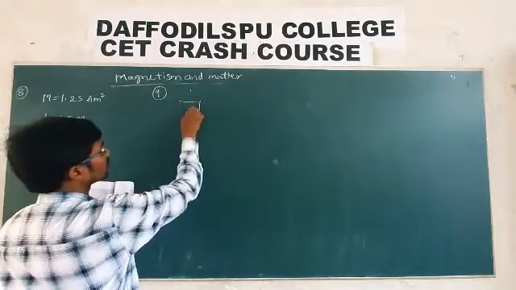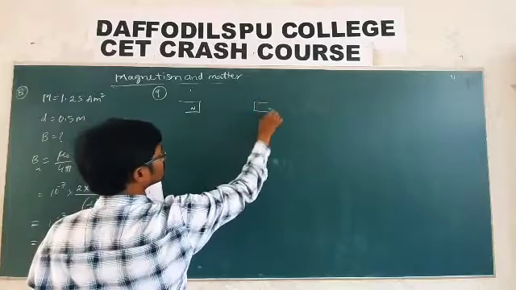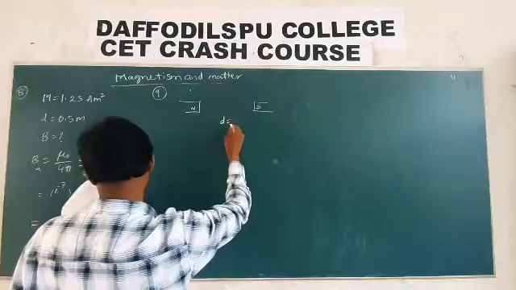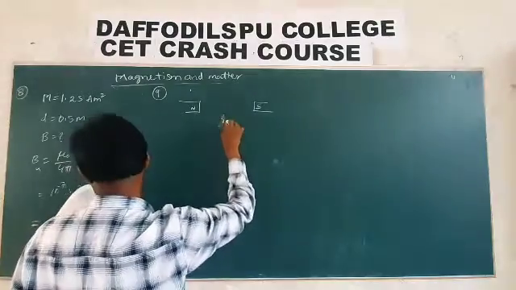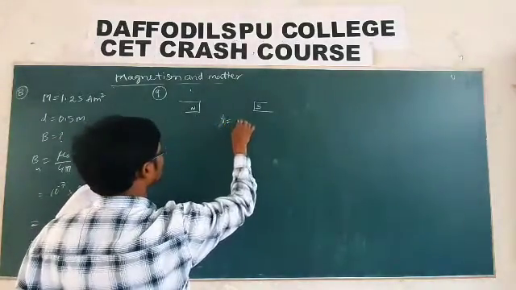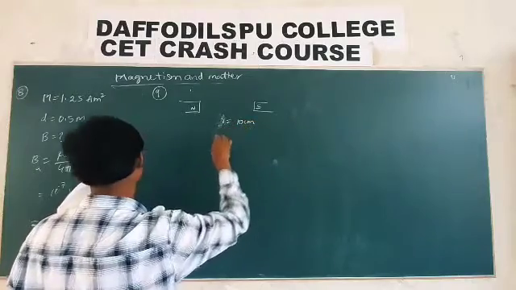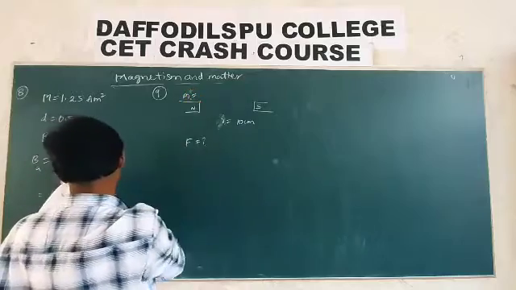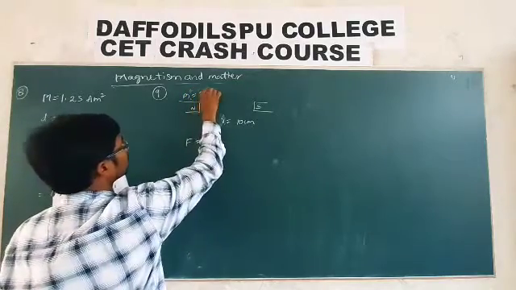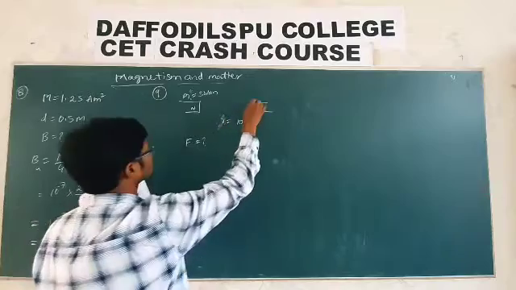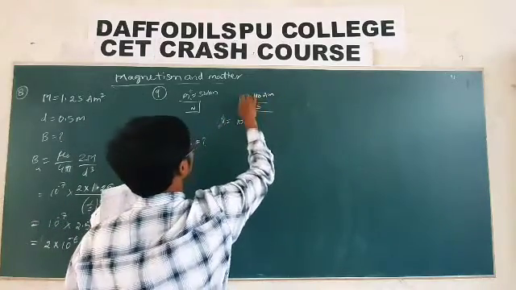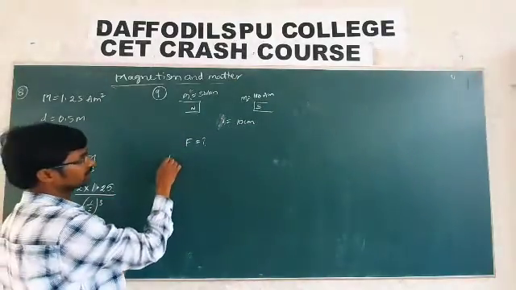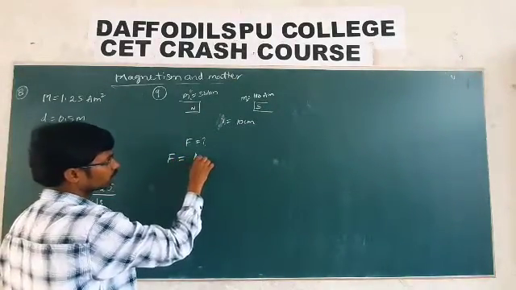0.1, which is 10 power minus 1 whole square, equal to 50 into 100, that is 5 into 10 power 3, into 10 power minus 7, plus 10 power minus 4, then 5 into 10 power minus 4, and minus 2 goes to the numerator as plus 2, which is equal to 5 into 10 power minus 2 Newton. You can also write directly 50 into 10 power minus 3 Newton, which is the second option.